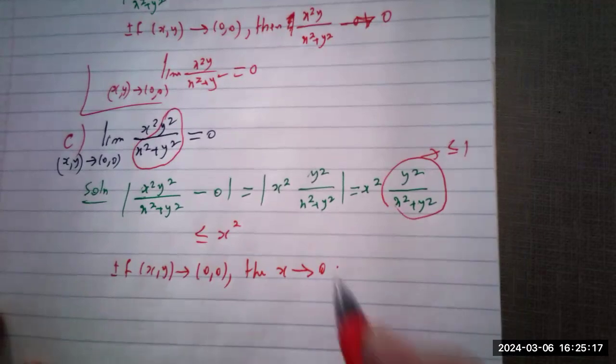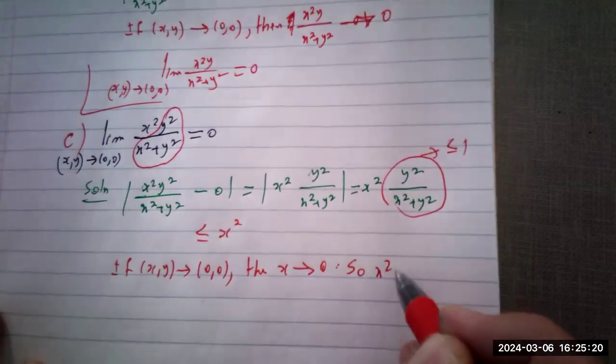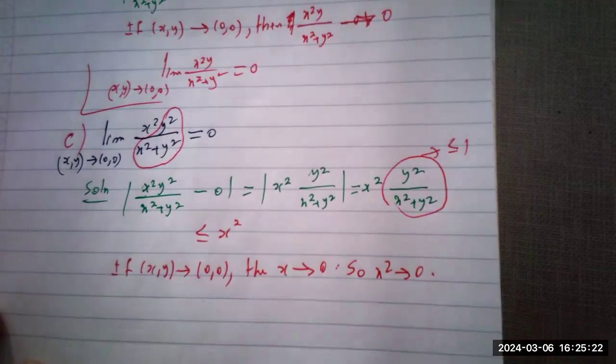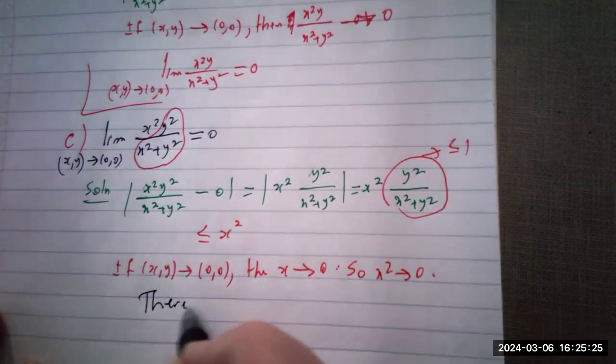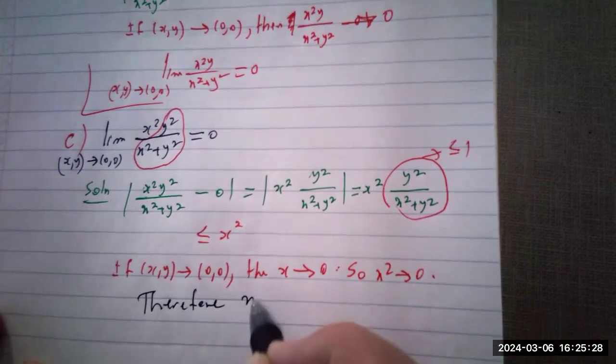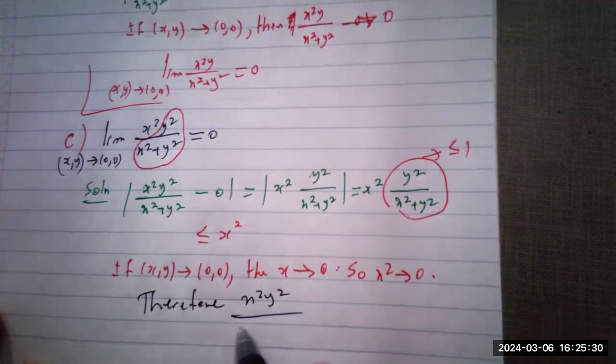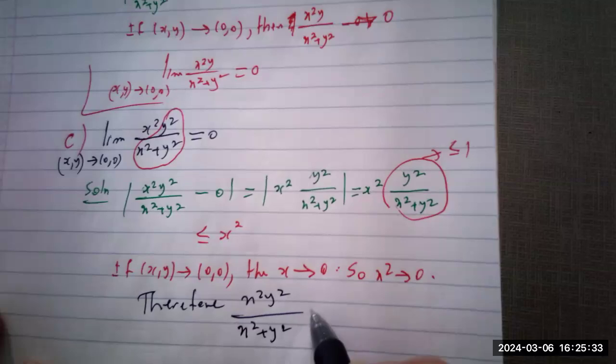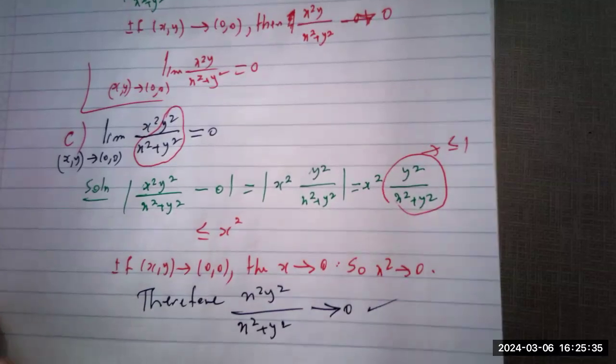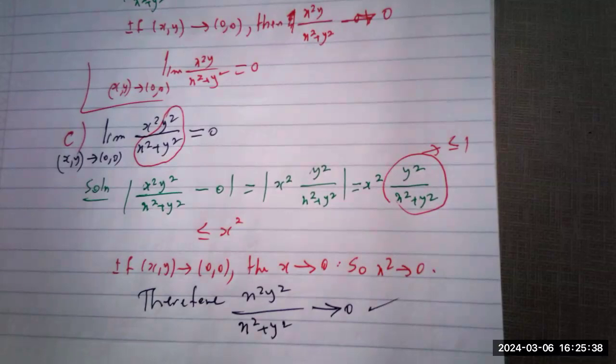When x goes to 0, x squared goes to 0, and therefore x squared y squared over x squared plus y squared goes to 0, too. And then you're done. We can go with option 2 again, x squared less than x squared plus y squared, and take it from there. That would be the same thing. Okay, that would be part C.